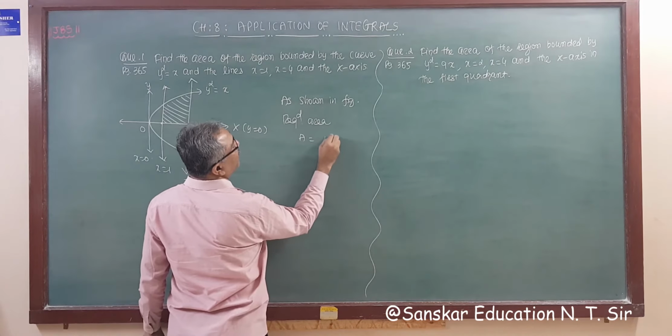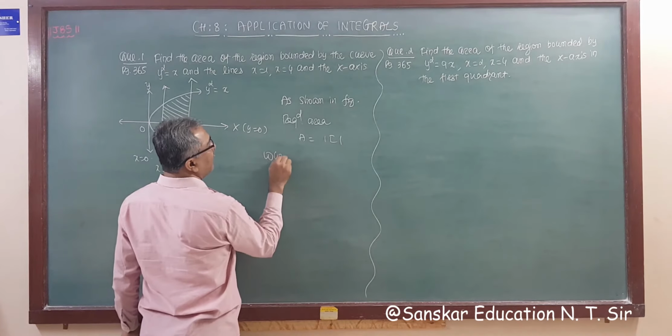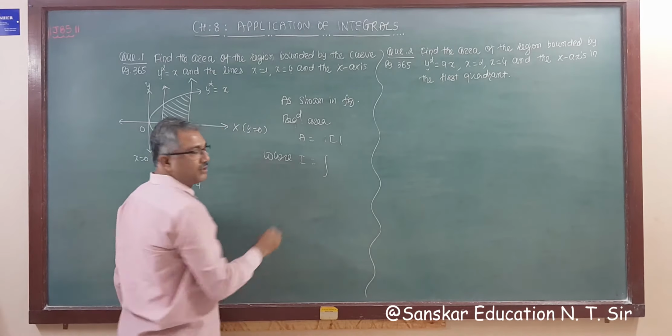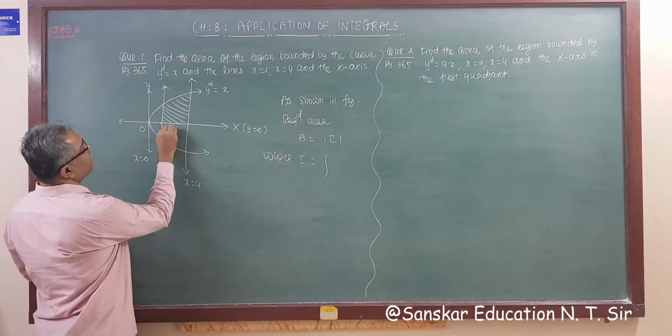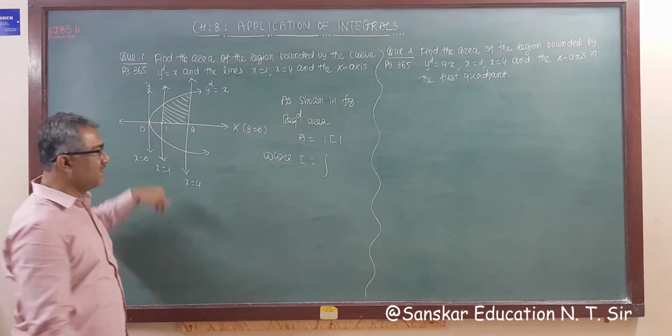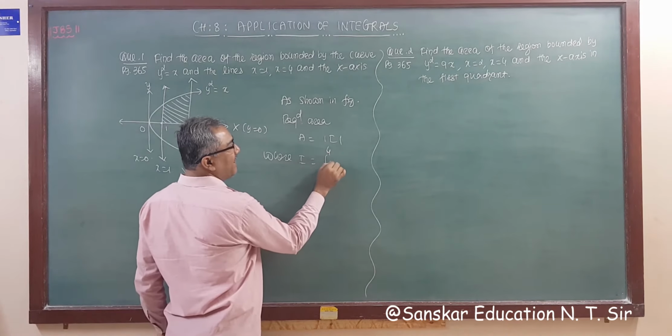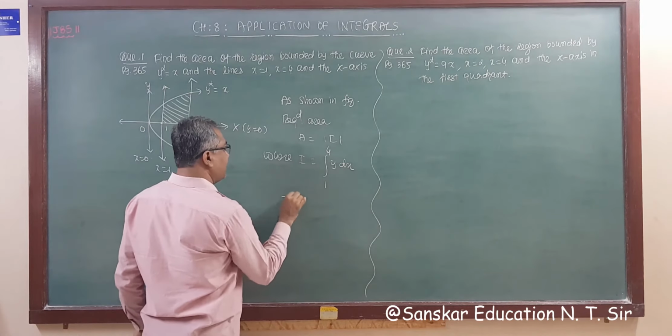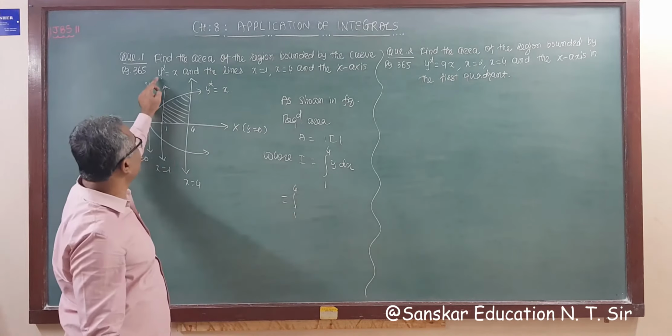A is equal to modulus of I, where I is equal to integration. So we are going to take a limit of this. This is 1 and this is 4. So what is our limit? 1 to 4, two parallel lines. So integration 1 to 4 y dx, right? Now y dx, so what do we get? We have to take the square root of this, that is root x, so root x dx, right? Y square is equal to x, so y is equal to root x, x greater than 0, first quadrant.